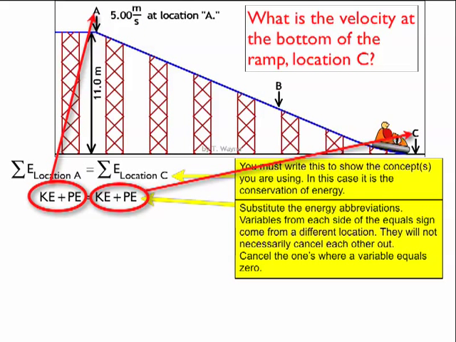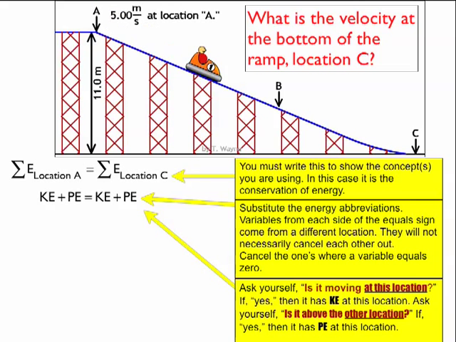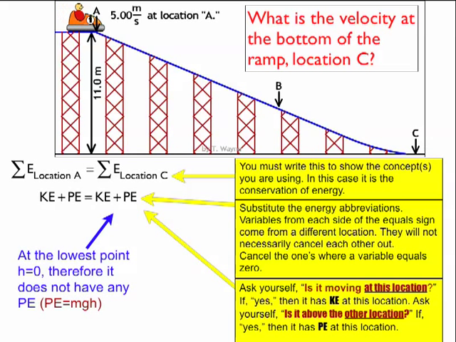The next step is to put in my formulas for kinetic energy and potential energy. But before I do that, I've got to figure out which of these energies is going to be equal to 0. So to do that, I'm going to ask some simple questions. I'm going to ask at location A, is it moving? If it is moving at location A, I'll keep that kinetic energy. Then I'm going to look at location A and ask, is it above the height of the other location? And if it is above the height of the other location, then I'll keep that potential energy.